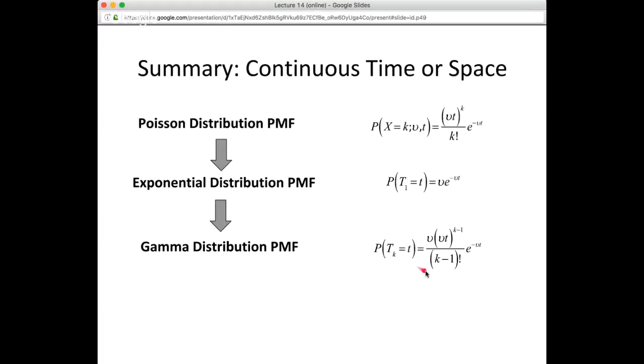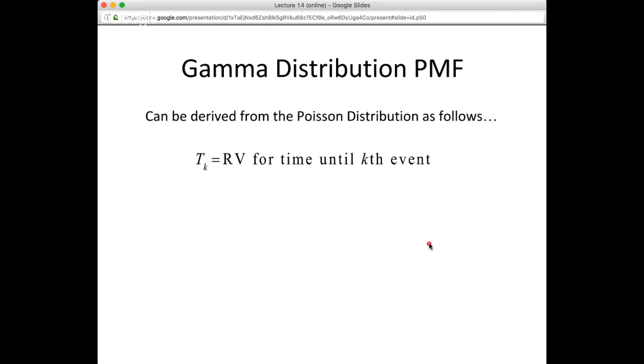And that's going to look like this. It's called the gamma distribution. And k here is essentially the number of events that occur in time t. So this is the probability that the time to the kth event is equal to t, given a mean occurrence rate of nu. And we can derive the gamma distribution from the Poisson distribution as follows.